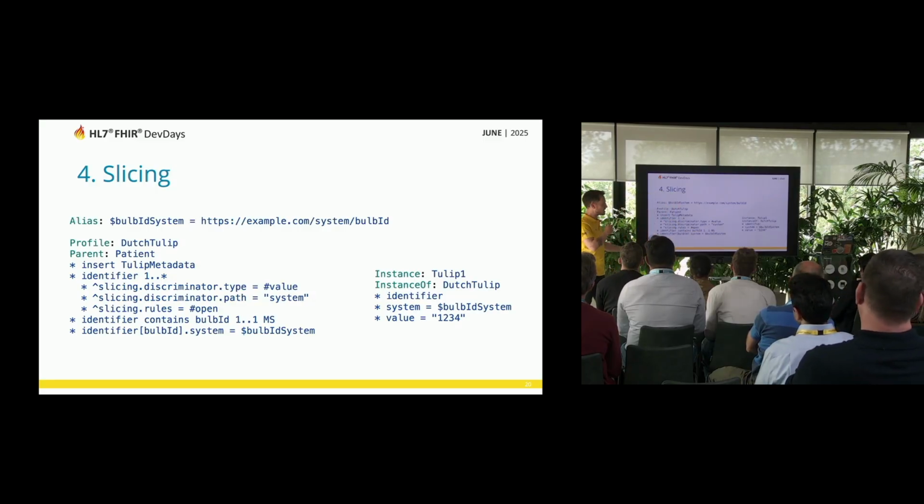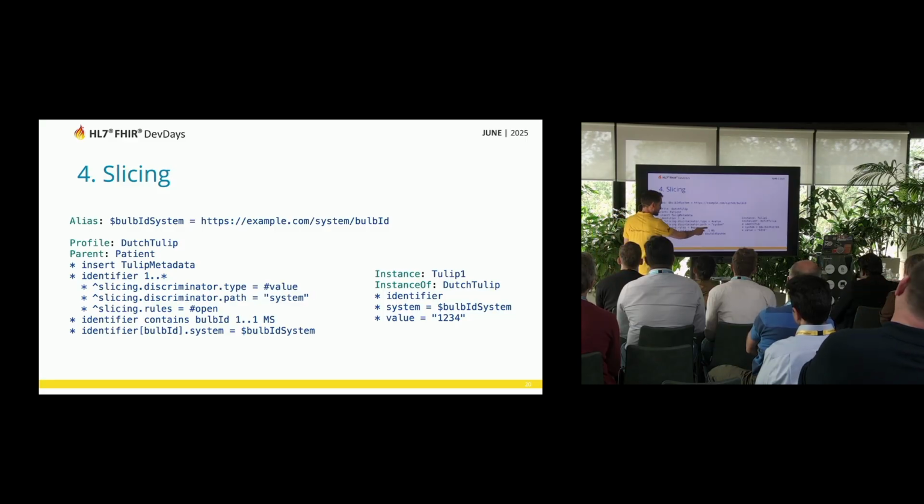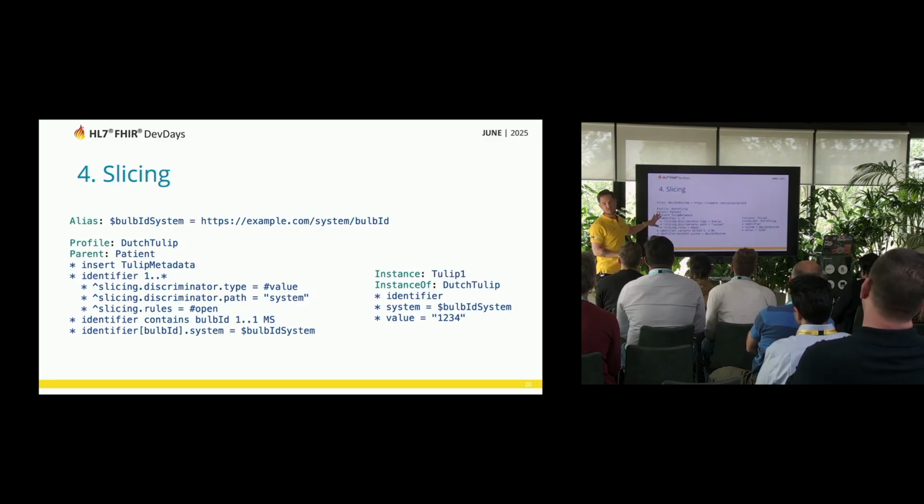An identifier is also a codable concept. Maybe the one is BSN, the Dutch citizen identifier. Maybe the other one is a tulip bulb identifier in this case. So you set up the slicing here, and the slicing is open, so you're also allowed to have identifiers that don't fit in any of these buckets. Then finally, you actually need to define the slice. This is setting up the slicing, and here you define the slices. So identifier contains a bulb ID, and the bulb ID, you can only have one, and you need to have one.